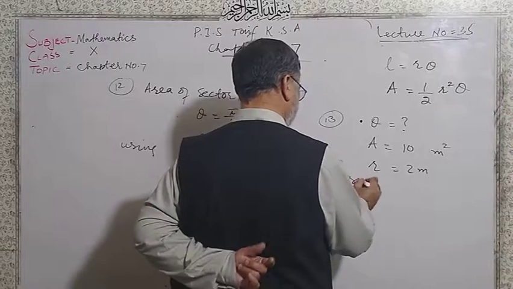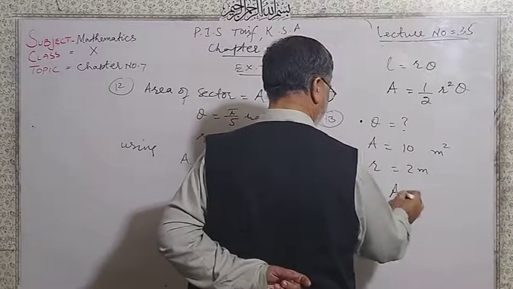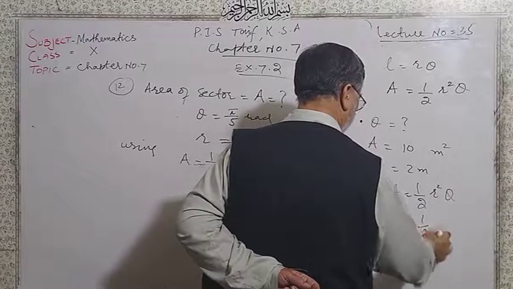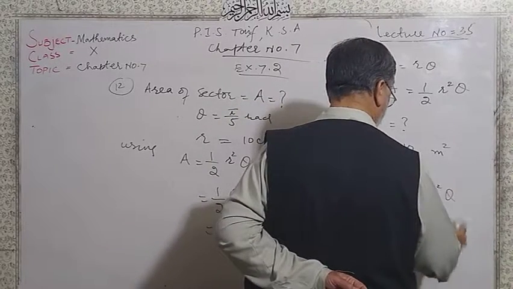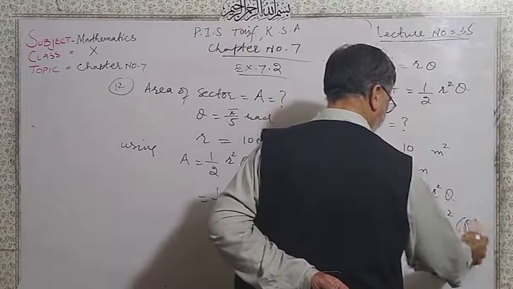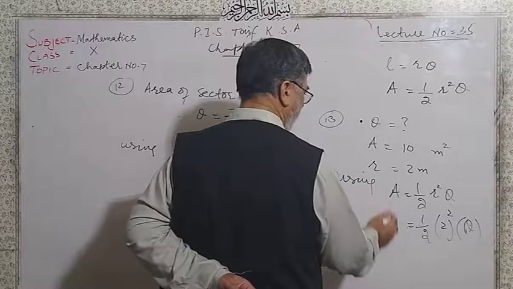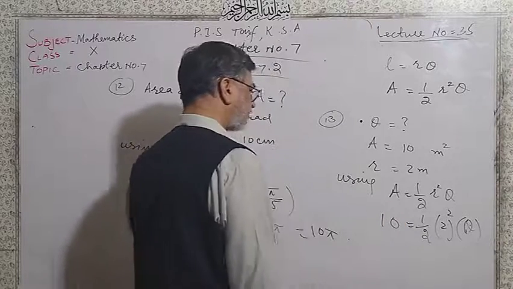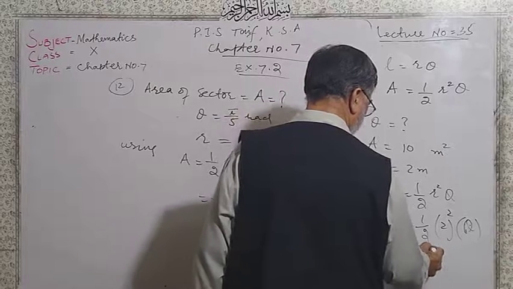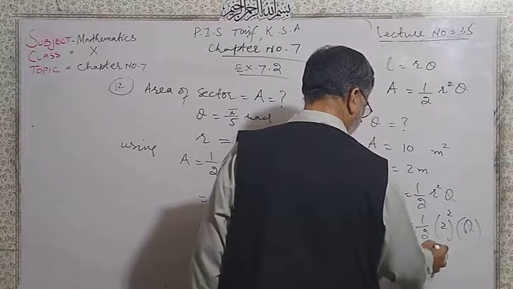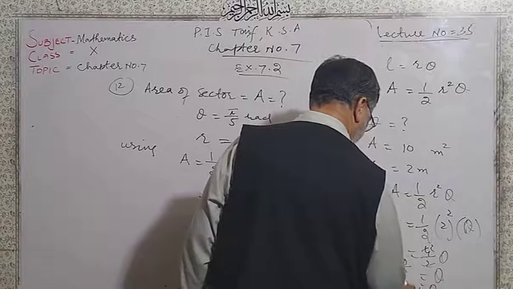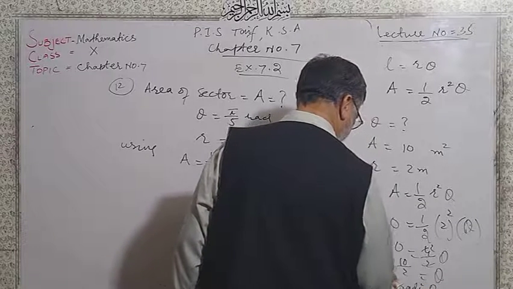Using the formula of area of sector, half r square theta. Half r square means 2 square. We have to find theta, and area is 10. That will be 10 is equal to 4 by 2 theta, that is 2 theta, and theta is equal to 10 by 2, theta is equal to 5 radian. That's your answer.